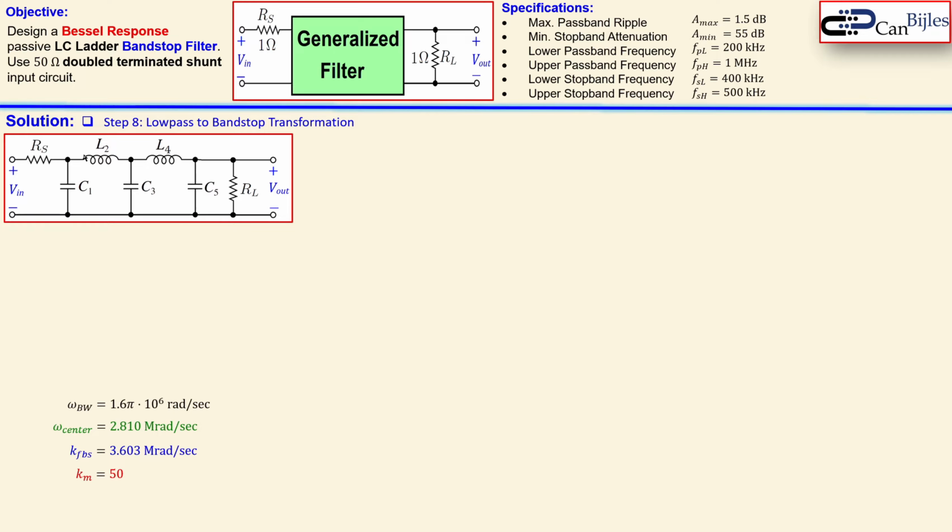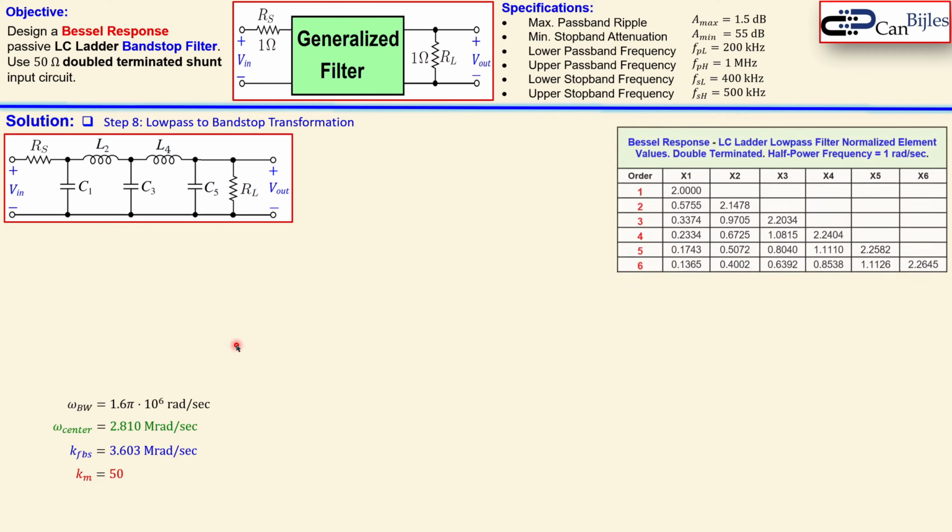Continuing with our next step, step 8, for the low pass to band stop filter transformation. This is the low pass 5th order circuit. You see the C1, L2, C3, L4, C5. So we see here now the 5 components. Again, RS and RL are normalized to 1 ohm each. Now we need to make a transformation.